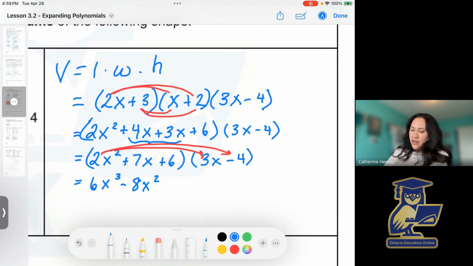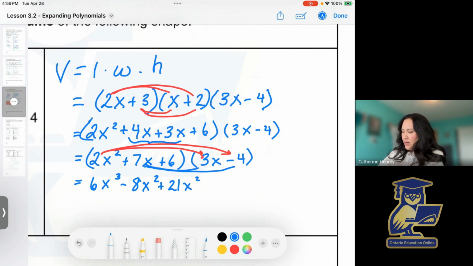Next, I'll deal with 7x times 3x. That's going to give me 21x squared. And then 7x times negative 4 is going to give me negative 28x. Then we have 6 times 3x. Let me change the color again. 6 times 3x, and that's going to give me 18x. And then 6 times negative 4, and that's negative 24.